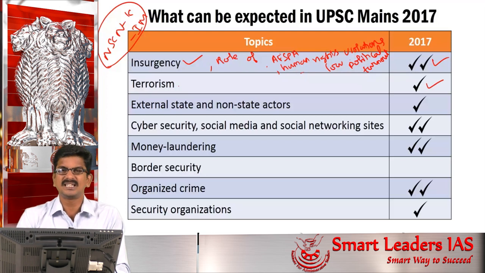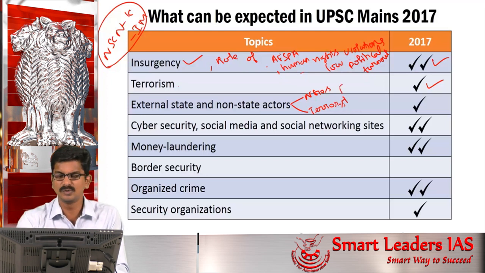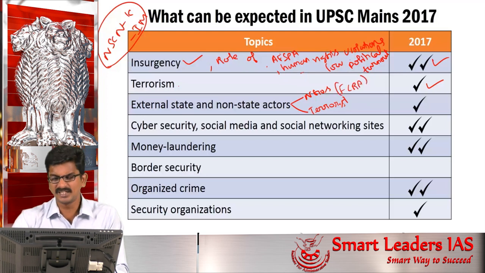External state and the non-state actors, as I said earlier, can be seen from two parts: the role of NGOs in creating security challenges, and the role of terrorist organizations. Last year, the Home Ministry bringing NGOs under its control through FCRA regulations was highly criticized. We expected a question on this topic, but it didn't come.